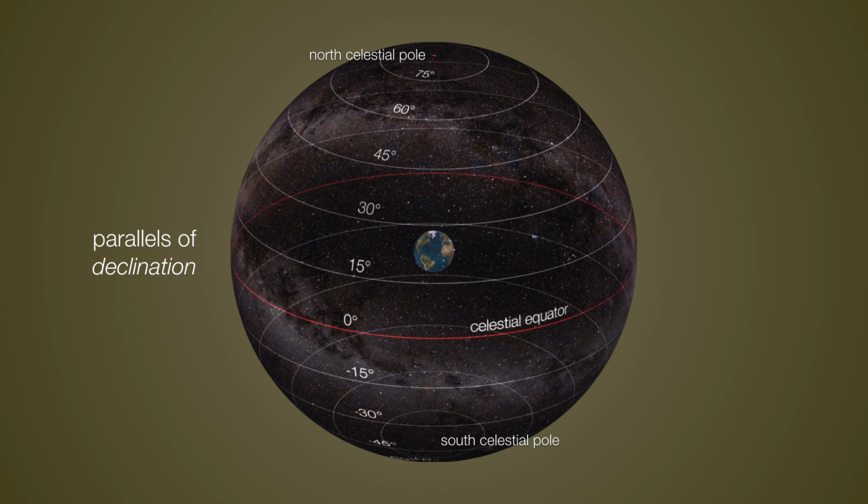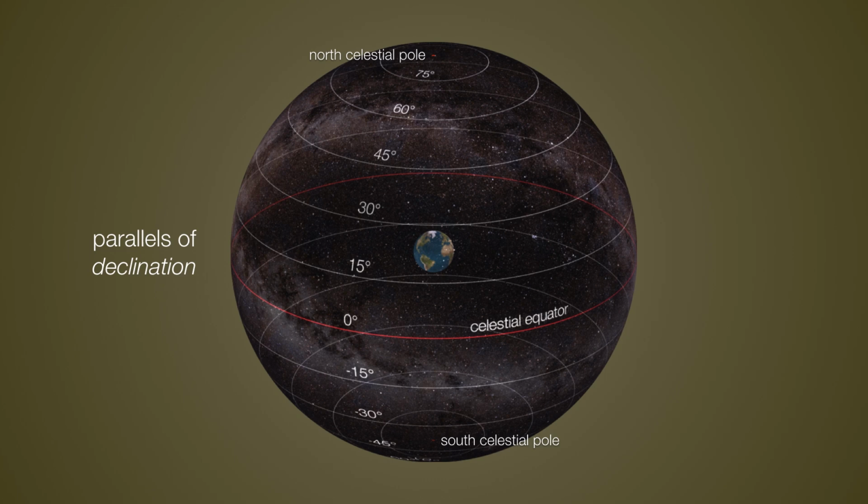Now, we cannot simply take our meridians and apply those to the sky as well. The reason for that is because the Earth is rotating, and therefore the meridians would need to rotate as well, and that would make such a system fairly useless to us.